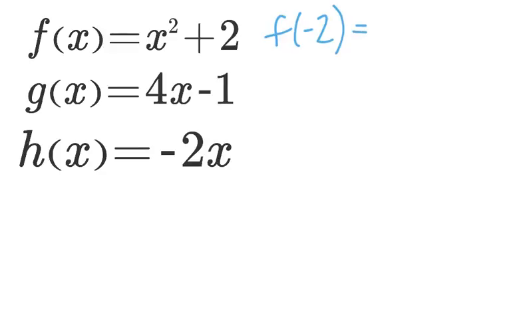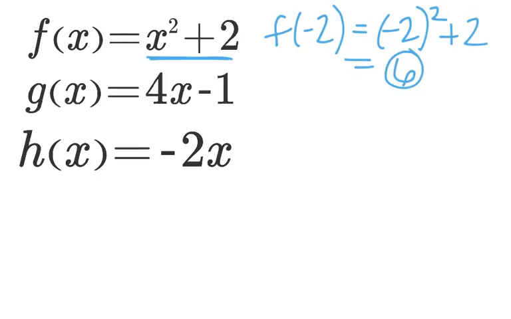Okay, so what that means is I'm just going to go to f's function right here, and wherever I see an x, I'm putting a -2. You can put this in your calculator, do it in your head, by hand, however you want. This should give you 4 + 2 or 6. So that's the y value that goes with -2 if you are looking at f of x. Okay, so that's really basic.